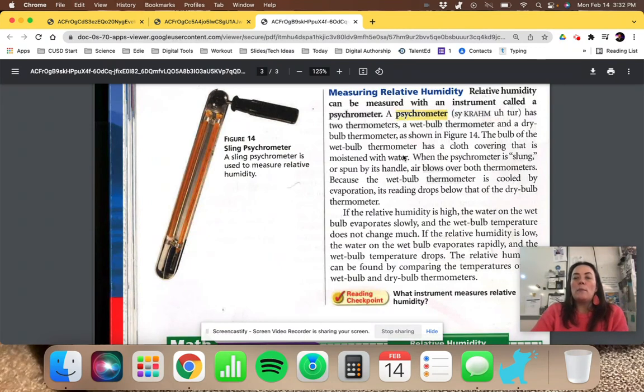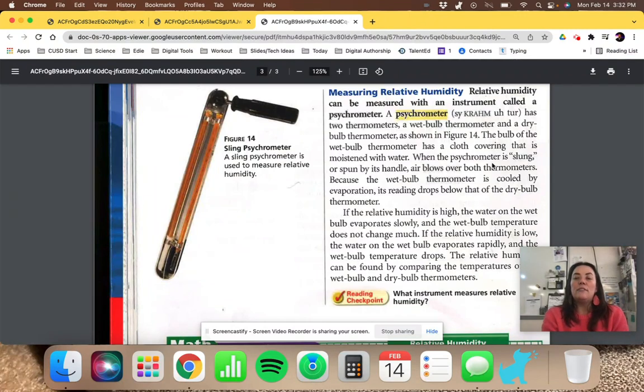The bulb of the wet bulb thermometer has a cloth covering that is moistened with water. When the psychrometer is slung, or you spin it by its handle, air blows over both thermometers. Because the wet bulb thermometer will then be cooled by evaporation, its reading drops below that of the dry bulb thermometer. We will be using sling psychrometers in our relative humidity lab, and we will explain how all of that works.